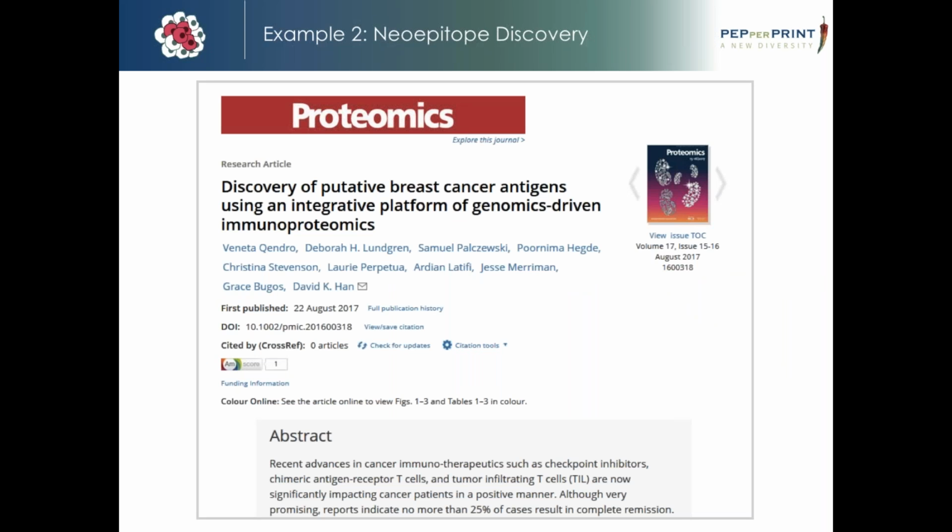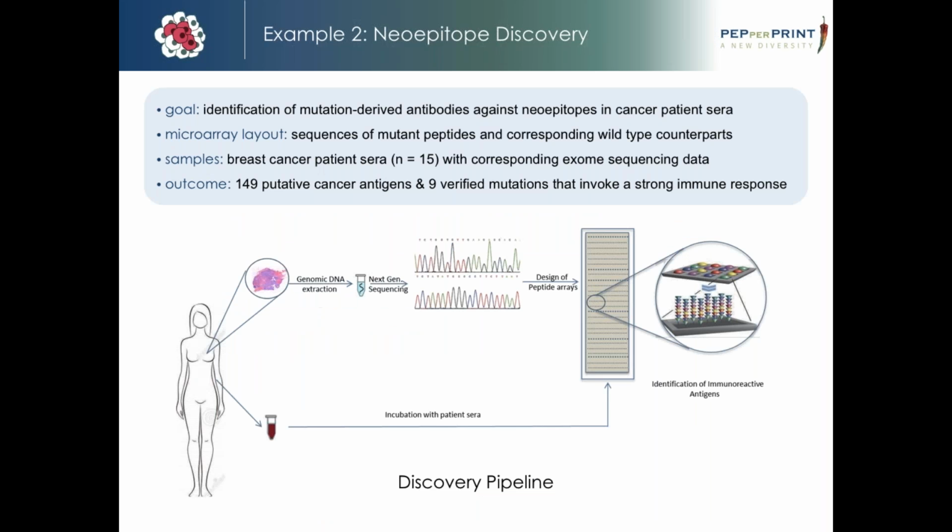For another example, in a recent study published in August of this year, David Hahn from the University of Connecticut Health Center and his team described a genomic-driven immunoproteomics platform for the identification of tumor-derived antigenic targets to gain molecular insights into anti-cancer immunity. They initially applied deep sequencing of 348 high-frequency cancer genes from 15 breast cancer patients to identify mutations in the coding regions. These mutations identified from each patient were translated into patient-specific peptide microarrays with mutant and wild-type peptides printed next to each other.